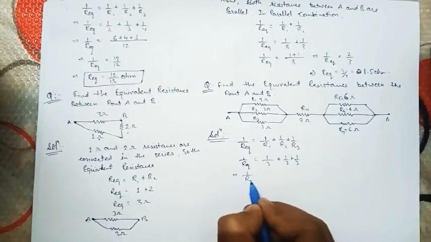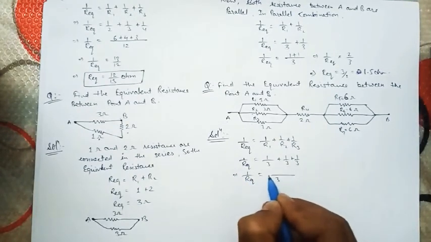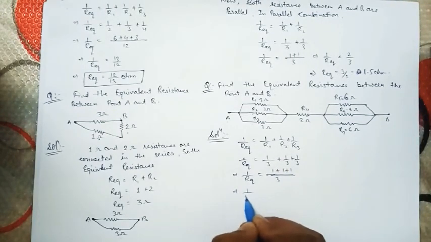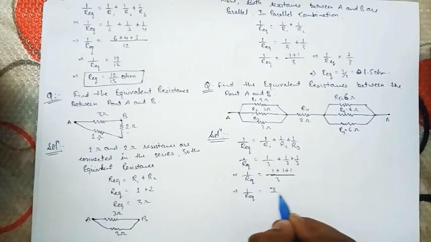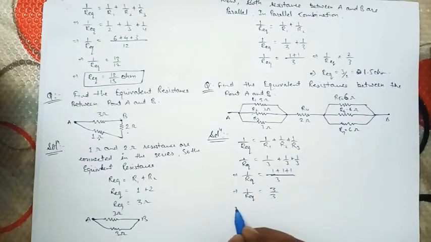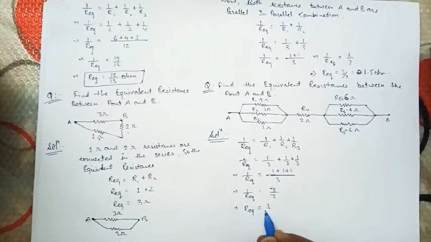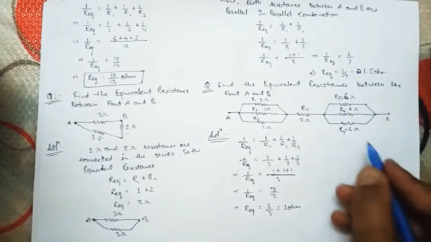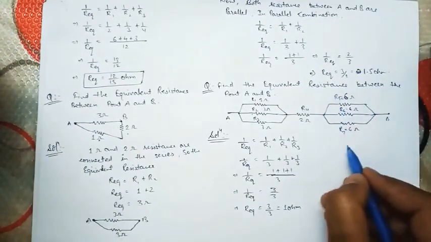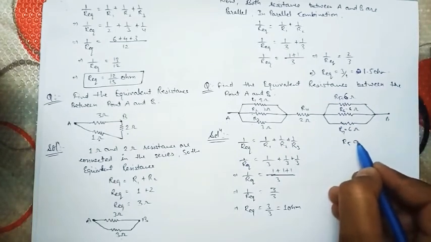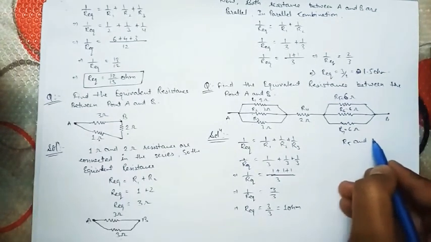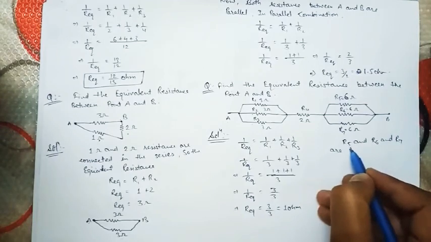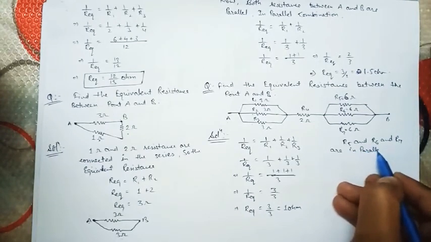So 1 upon R equivalent equals, 3 is the LCM, 1 plus 1 plus 1 upon 3, which is 3 upon 3. This is the value of 1 upon R equivalent. So R equivalent equals 3 upon 3, that is 1 ohm. And R5, R6 and R7 are also in parallel combination.